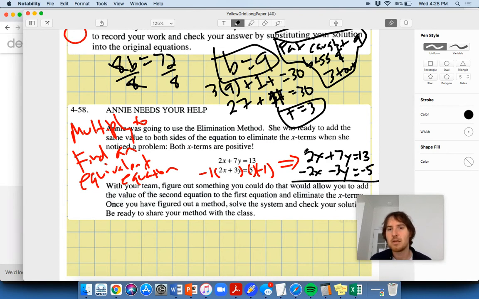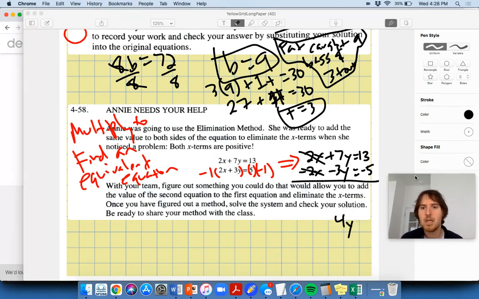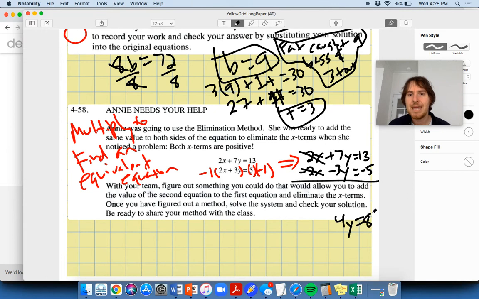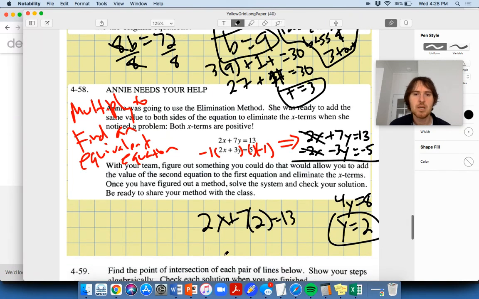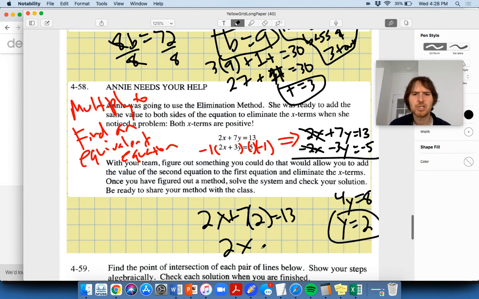Now we can eliminate. Those eliminate. 7y minus 3y is 4y, and that equals 8, and you can solve from there. y equals 2, and 2x plus 7 times 2 equals 13. Oh, is this going to be a fraction? It might be a fraction, unless I did something wrong. I might have done something wrong here.